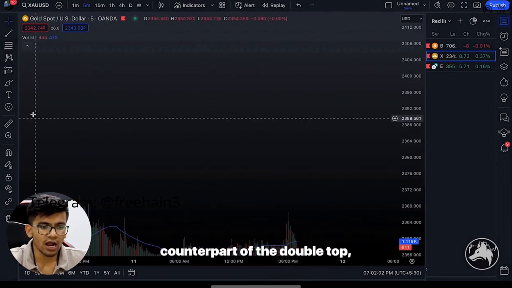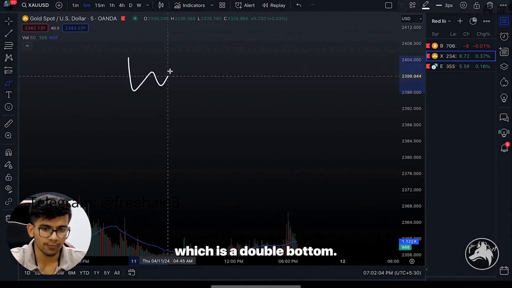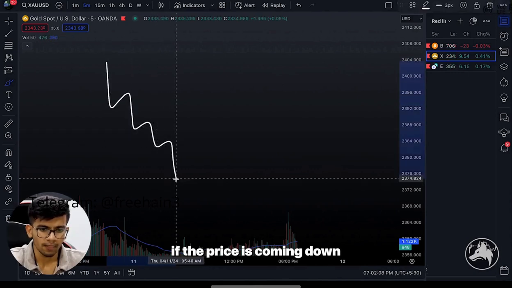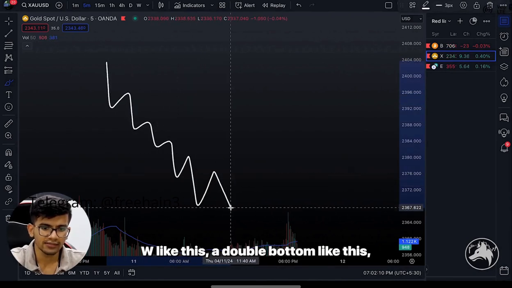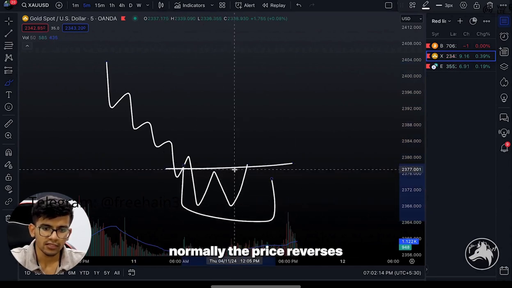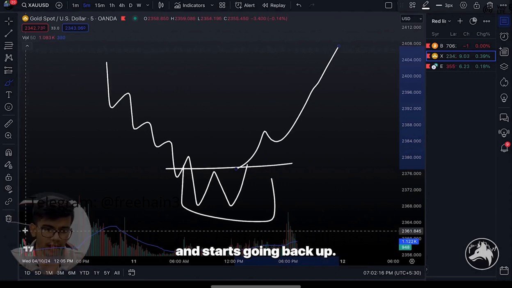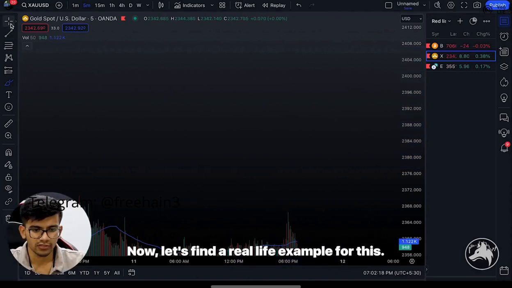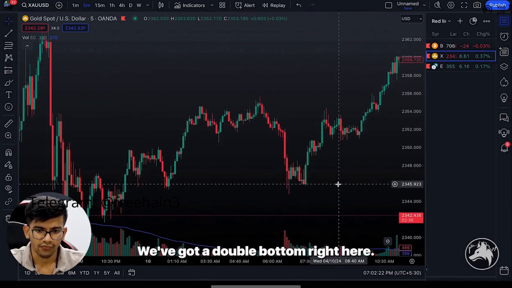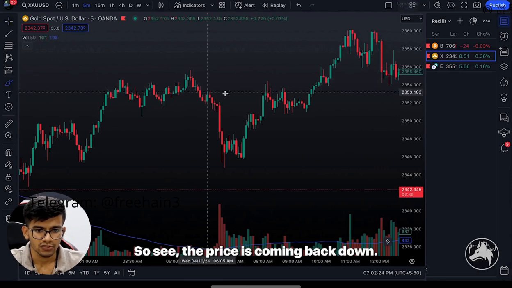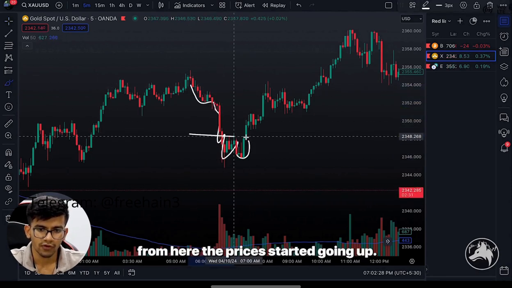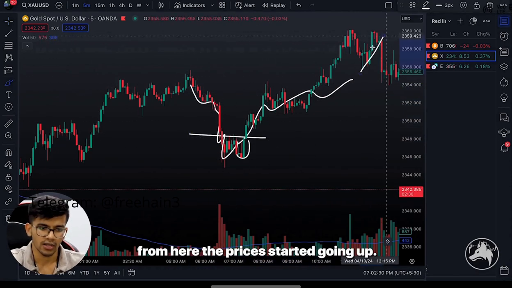Then let me introduce you to the counterpart of the double top, which is the double bottom. So what happens here is if the price is coming down and the price makes a W like this, a double bottom like this, normally the price reverses and starts going back up. Now let's find a real life example for this. Right here, we've got a double bottom. So see, the price was coming back down, one bottom, second bottom, from here the price started going up.